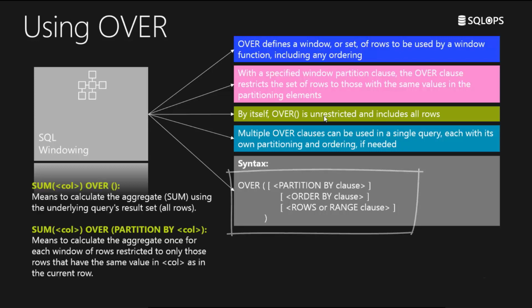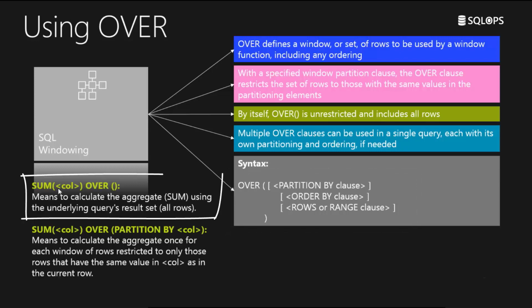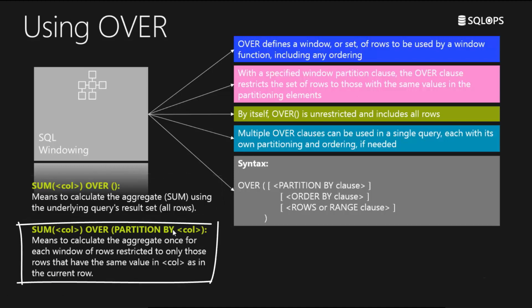Let's take a look at some examples. In the first example that you see here, since there is no partitioning information in the over clause, it calculates the sum using all the rows in the underlying query's result set. In the second example that you see here, since it is partitioned by column, it calculates the aggregate once for each window of rows restricted to only those rows that have the same value in the column as in the current row. Now let's see some examples to see how to use the over clause.